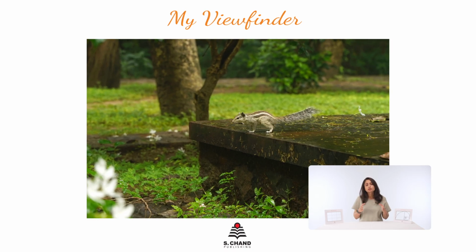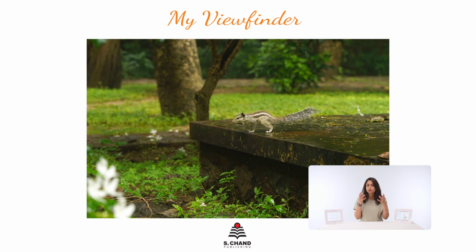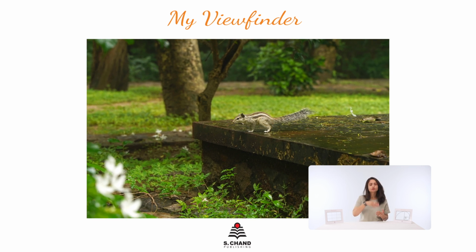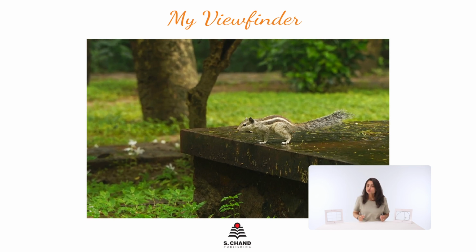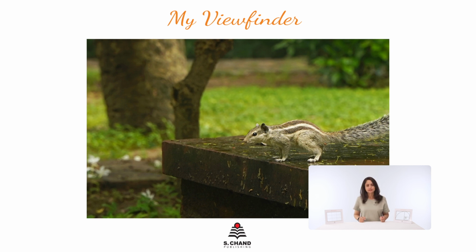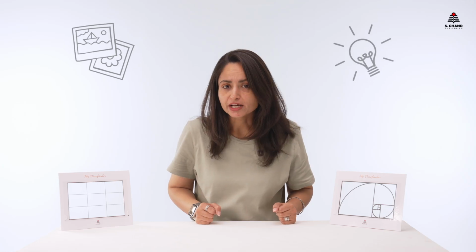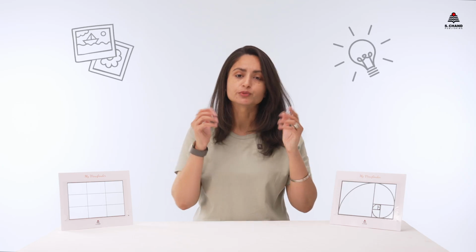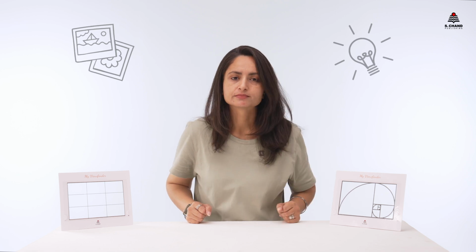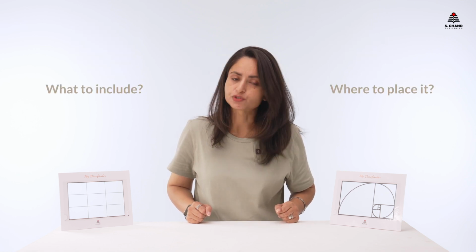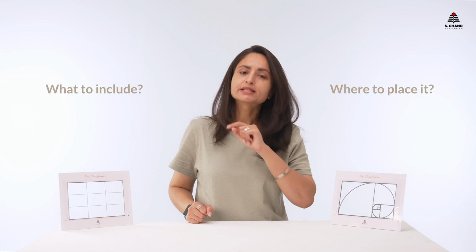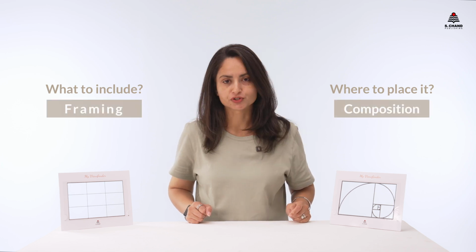Framing means what to include in your photograph, like what you choose to keep in the picture and what you leave out. And composition means where to place it, like how you arrange things so your photos look balanced and interesting. When you take a photograph, you're not just clicking what is in front of you. You're making a choice, what to show and how to show it. That choice is called framing and composition.